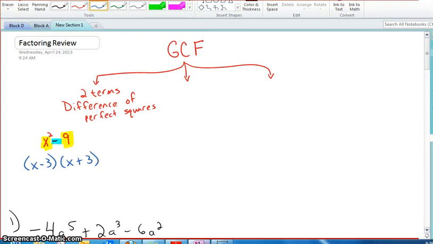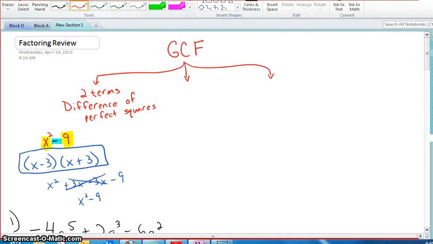You can do the math to check. X times x is x squared. X times positive 3 is a positive 3x. Negative 3 times x is negative 3x. Negative 3 times 3 is negative 9. The middle two terms are 0, so I'm left with x squared minus 9. So that's how this factors.